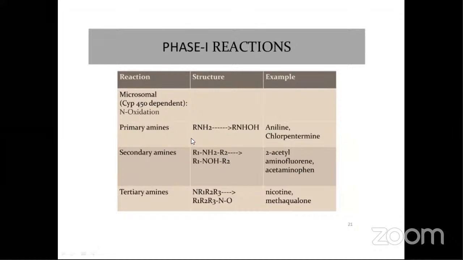N oxidation. So oxidation at the N position will be there. Examples are aniline and chlorpentamine; these are under primary amine. Next, secondary amine: you have acetaminophen, 2-acetyl aminofluorene. These undergo N oxidation, oxidation at the N position. Tertiary amine examples are nicotine and methaqualone. So these are the examples under N oxidation.